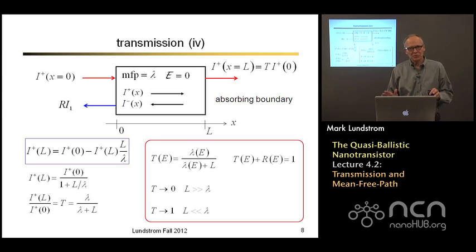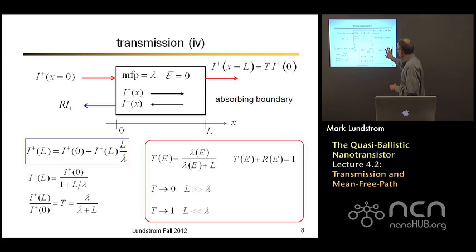We haven't made any assumption about whether the slab is many mean free paths long or whether it's only a fraction of a mean free path long. It applies from the ballistic to diffusive limit. When the slab gets very long compared to a mean free path, the transmission gets very small and we're in the diffusive limit. When the slab is very short compared to a mean free path, the transmission approaches 1 and we're in the ballistic limit.